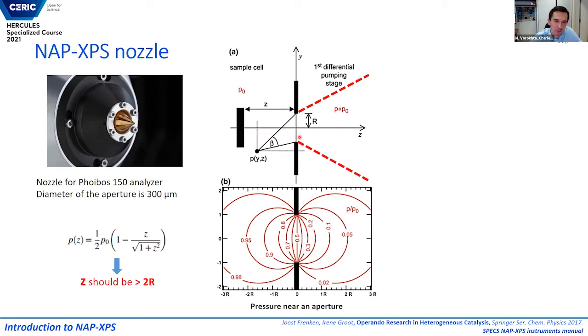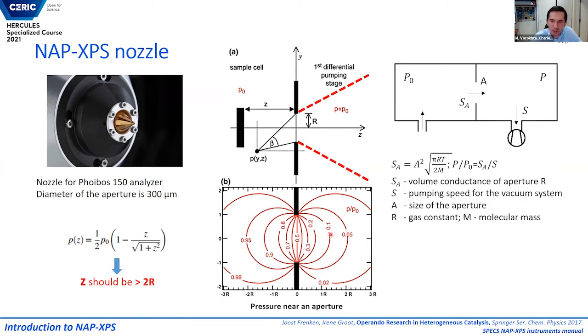It means that you should approach with the nozzle, which has a size like 300 micrometers, to a distance which is also 300 micrometers from the surface, if you don't want to have a bit lower pressure above your sample, above your surface, than you expect.